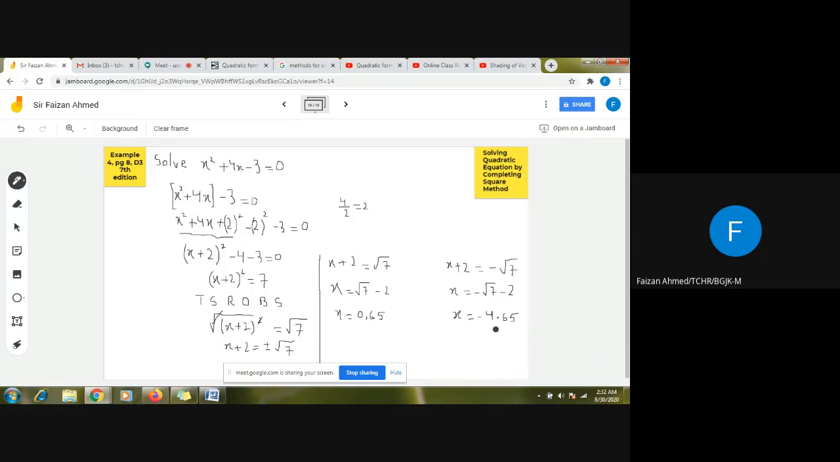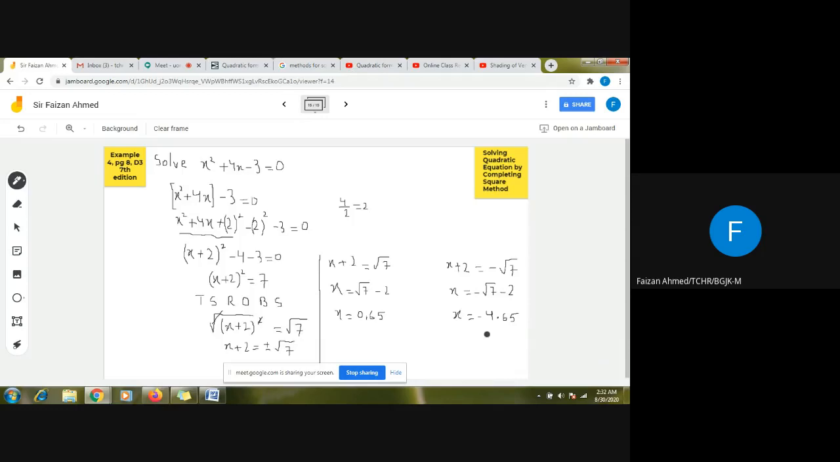This was the answer for x, and you might say that I have to use the factorization method because it is very popular and easy. But how can I make these two factors, 0.65 and 4.65? I don't know how to make them in decimals, so that's why I solved it through the completing square method. It is not that difficult, but students find it difficult, and I am sure that by watching these videos and practicing questions, we will be able to overcome this difficulty.